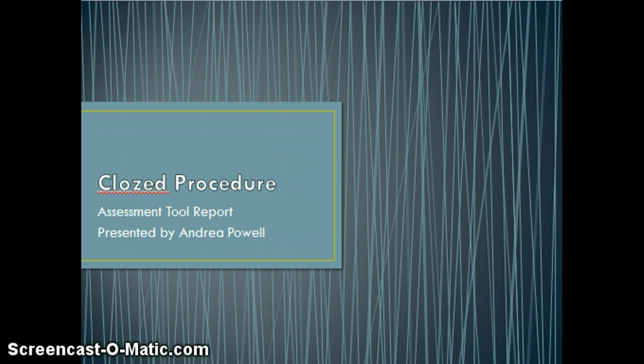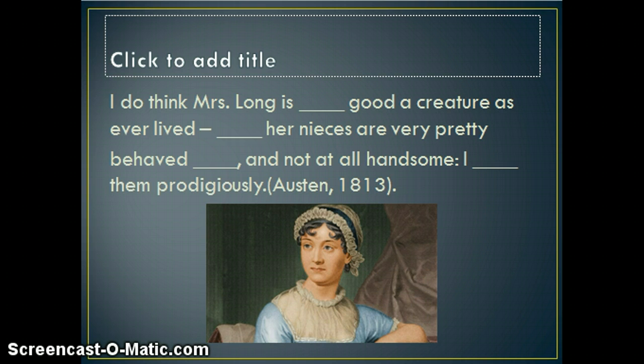The assessment tool I chose to do a report on is called the Cloze Procedure. This is a strategy that was originally used to measure readability and comprehension of a passage. It can help develop students' vocabulary development by selecting a passage and then omitting or covering up words in a text. So then students are required to supply the missing words.